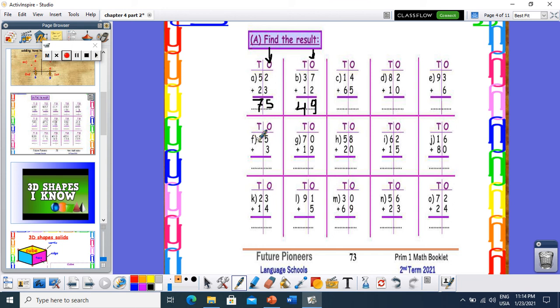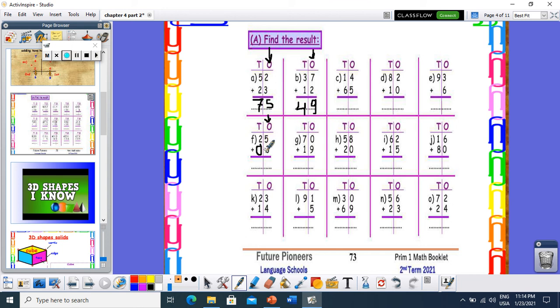Number F, 25 plus 3. So who can remind me when I have one digit like 3? So this number is ones or tens? Exactly, it's ones. So where are the tens here? The tens it will be 0. Now let's start adding what?